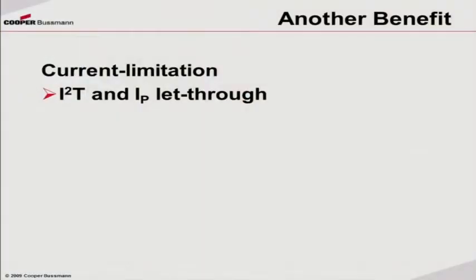But now I wanted to talk about this let-through current, I squared T and IP let-through. I squared T is just an abbreviation for ampere squared seconds. If we take the area underneath a waveform, it comes out in ampere squared seconds. If we integrate it and solve that integration in the time period that the current flows underneath the waveform, we end up with ampere squared seconds. And that's a measurement of the amount of thermal energy that's generated during the passage of electrical current.